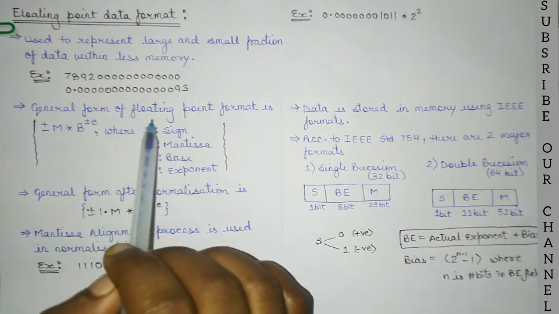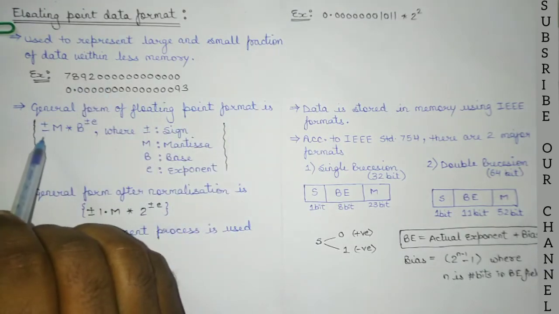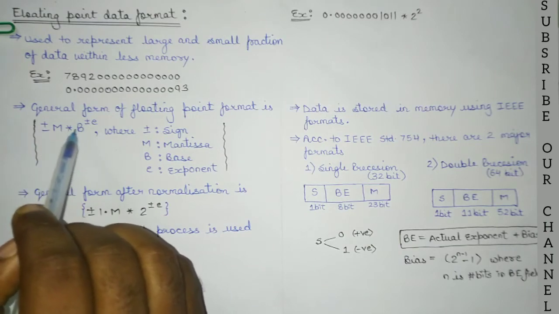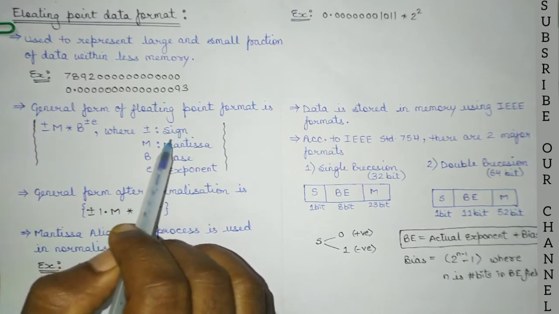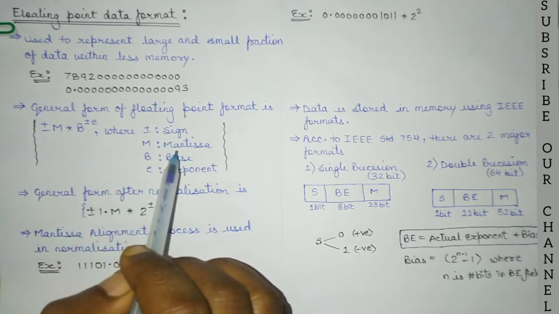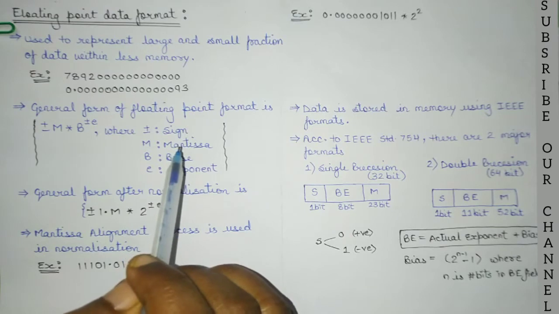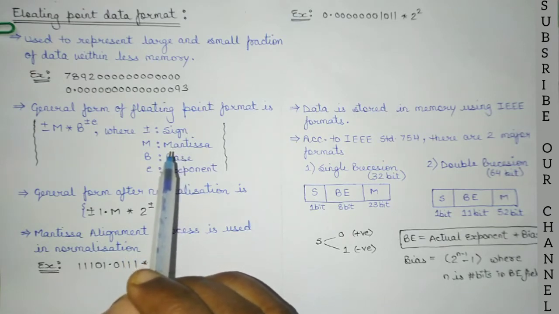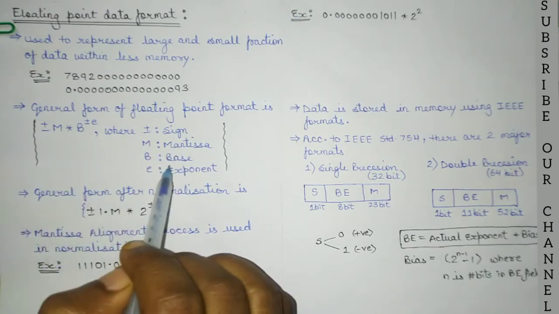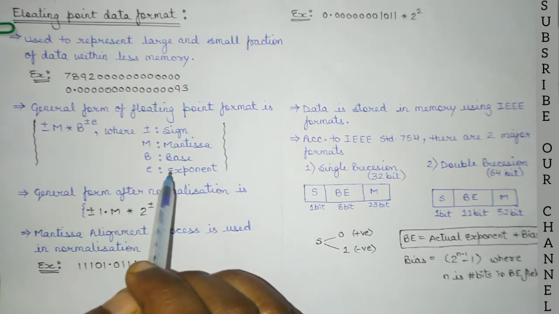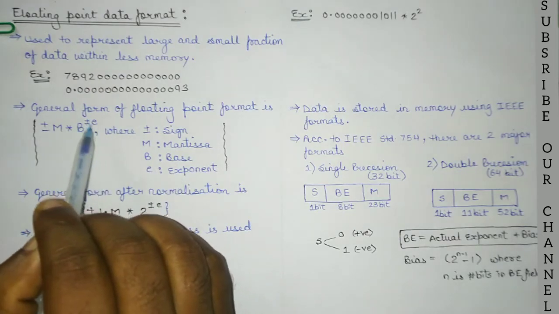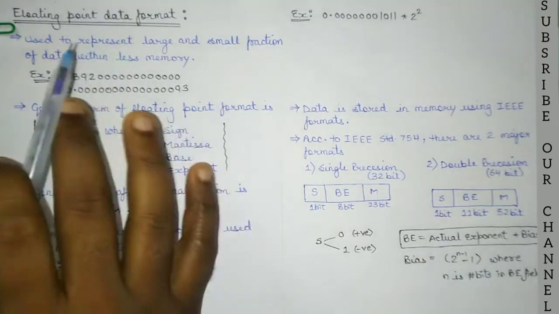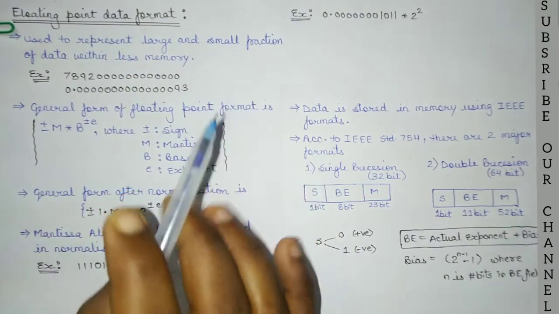So what is the general form of floating point format? The general form is plus minus m into b to the power plus minus e, where plus and minus is the sign, which we already know, and this m is known as the mantissa, also called the significand or fraction. This b is nothing but the base. Like in decimal values we have base 10, similarly in binary values we have base 2. This exponent is nothing but the power of the base. We'll understand all these things in detail.